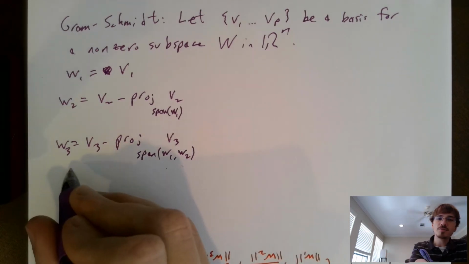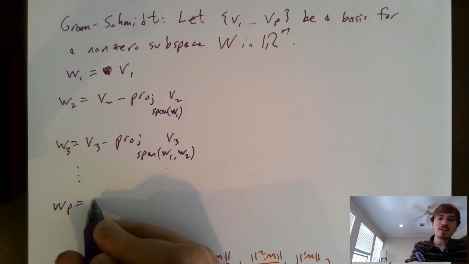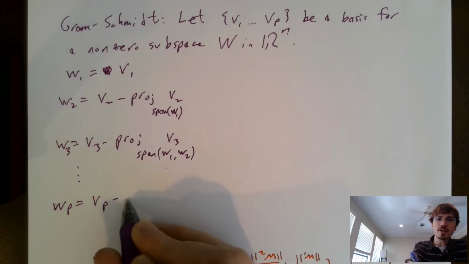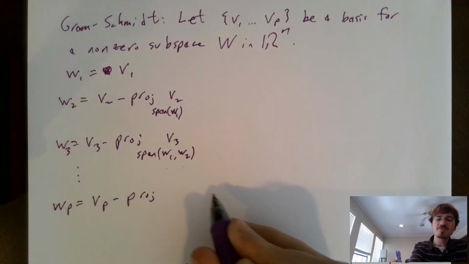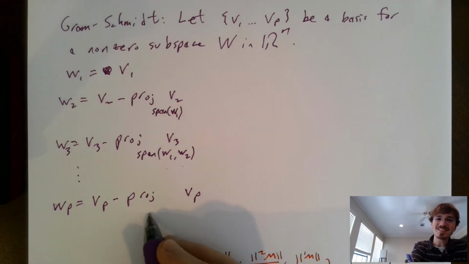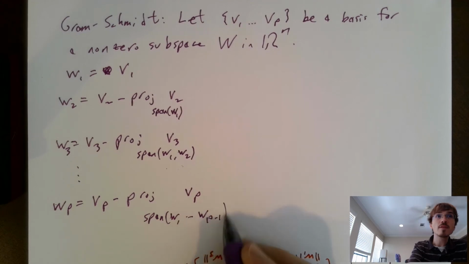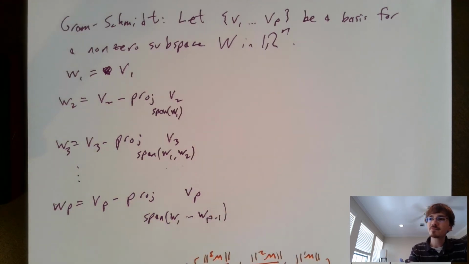In general, Wp is equal to Vp minus the projection of Vp, it gets a little nasty to write this, onto the subspace spanned by the p minus 1 orthogonal vectors that we've now constructed. And that's not so bad.